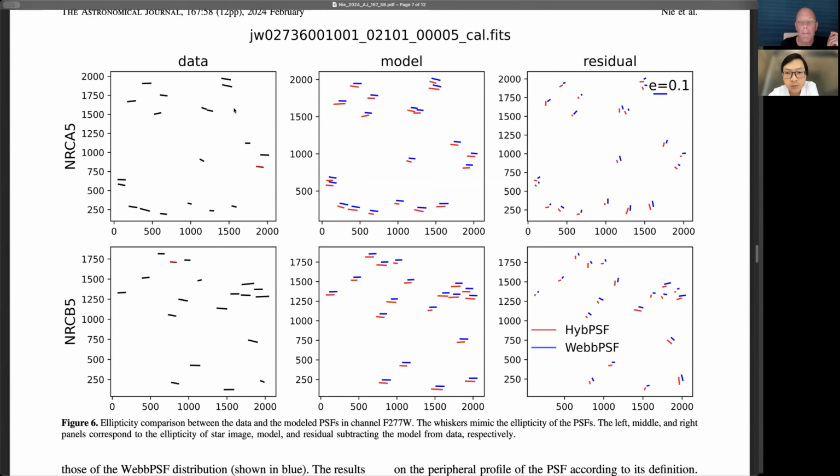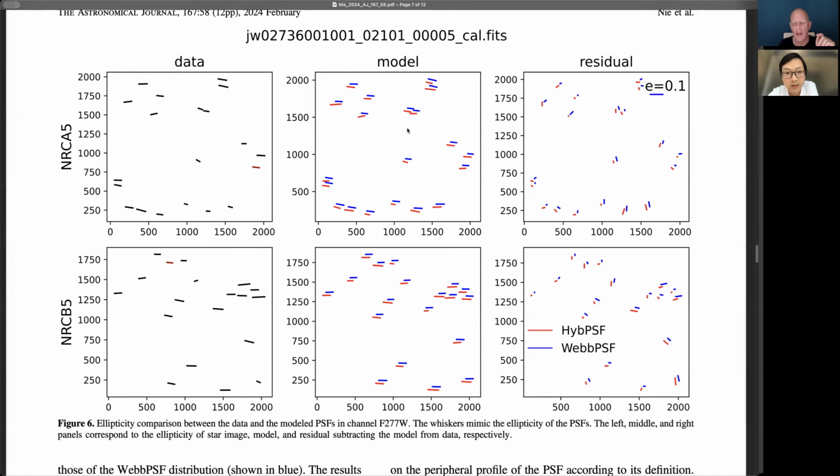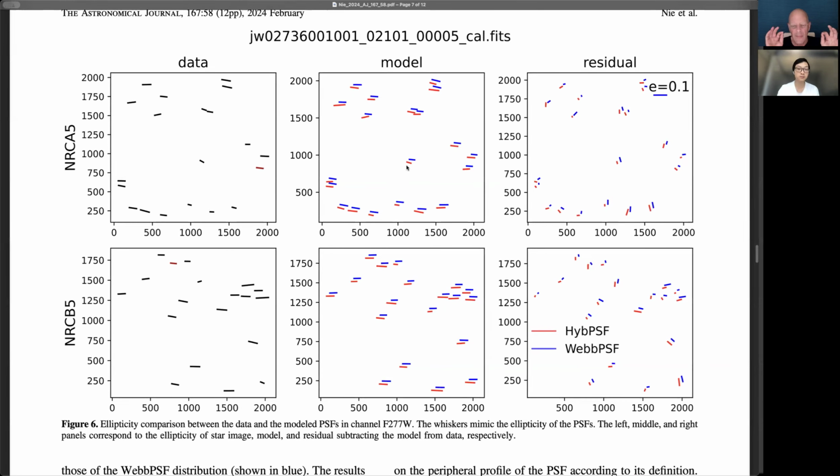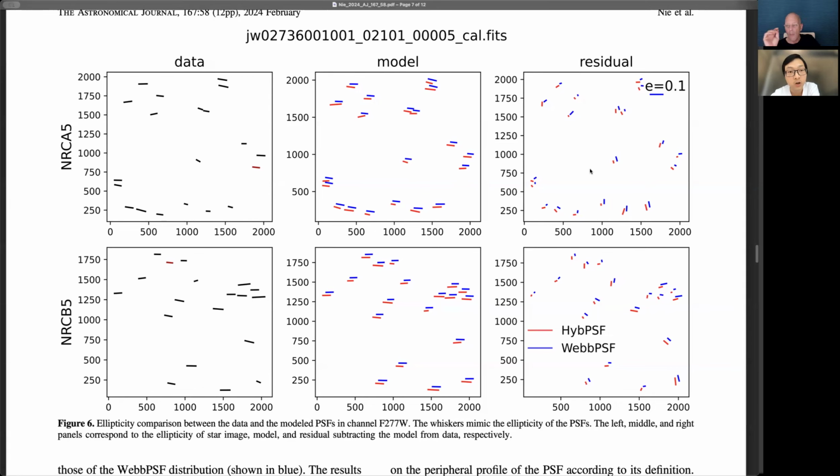And the center panels show the ellipticity from the two kinds of models, where the red line is from the HybPSF and the blue line is from the WebPSF. We can see that the ellipticity for both of the two methods is very similar to the images. At the right panels, which show the shape residues, especially for ellipticity, HybPSF and WebPSF show similar behaviors in the residues. So we can say that the HybPSF and the WebPSF give very similar results.